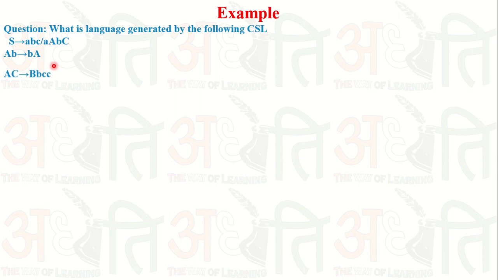Then capital AC produces capital B or BCC. And then small b, capital B produces capital B, small b. And then small a, capital B produces small a or small a, capital A. So this is the grammar that is given to us.